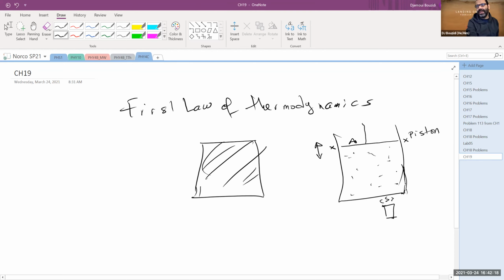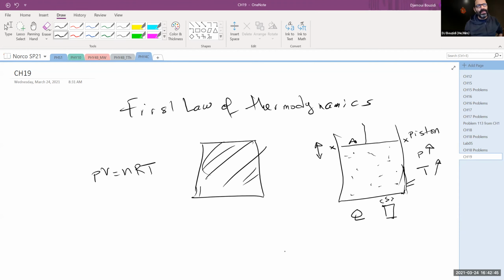If I put a thermometer in here, it's going to give me T going up. As a matter of fact, the pressure also goes up by PV equals nRT. So I know that the temperature and the pressure are going up because I'm adding heat to the system. So one way for me to add heat to the gas, in this case, is by simply adding heat to it. That's it.